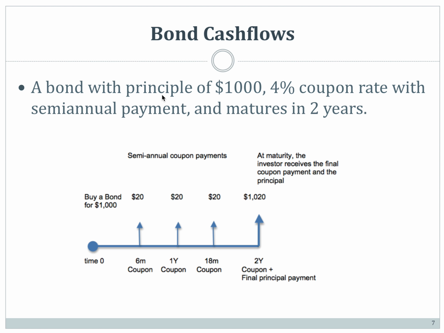Now let's look at the bond cash flow. So this is an example, has a bond with a principal of $1,000, 4% of coupon rate, and a semi-annual payment. That means the coupon will be paid out every 6 months. It matures in 2 years.